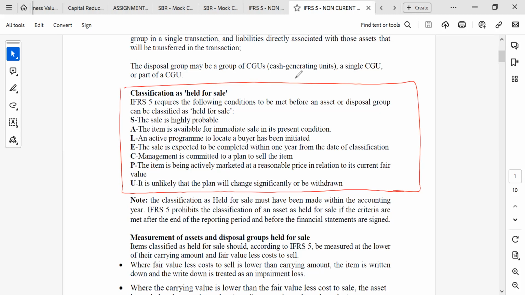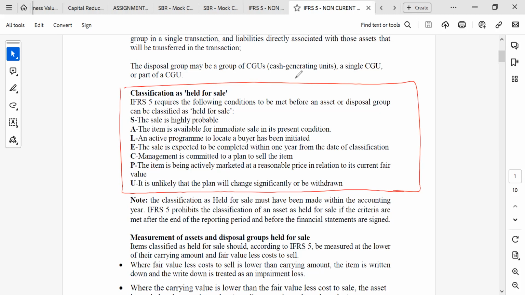All right. So the sale should be expected to be completed within a year from the date of classification. So if you want to classify the asset as held for sale, the first thing is, can you be able to sell the asset within 1 year or within 12 months? Can you be able to sell the asset? If yes, then fine.